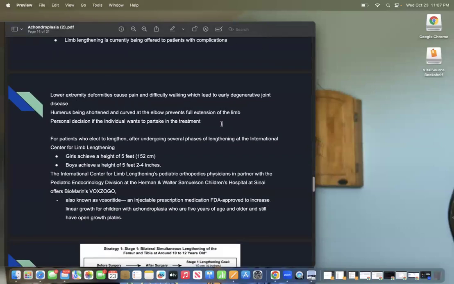Lower extremity deformities cause pain and difficulty, which cause degenerative joint disease. So it's a personal decision if the individual would like to partake in the treatment that would extend their limbs. For some patients, women can achieve a maximum of 5 feet, and for boys it might be 5 feet 4 inches.